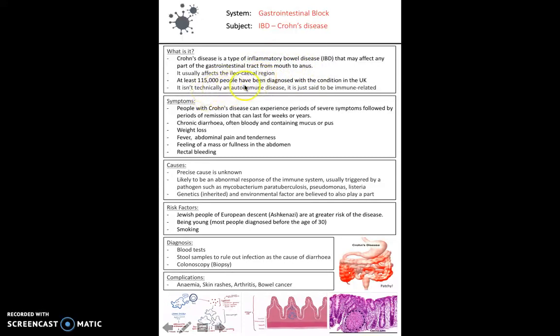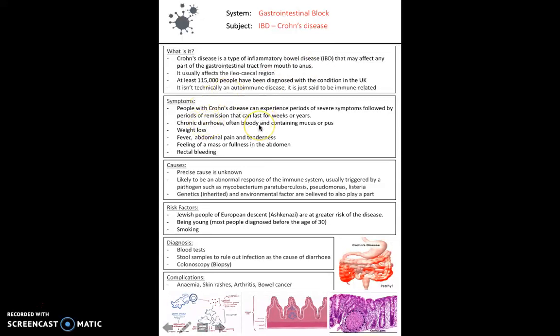At least 115,000 people have been diagnosed in the UK, and it's technically not an autoimmune disease. It's just said to be immune related. However, ulcerative colitis is classed as an autoimmune disease. So there are two key differences between them. Crohn's can affect any part of the GI tract from the mouth to the anus, and it is not necessarily an autoimmune disease, it's just immune related.